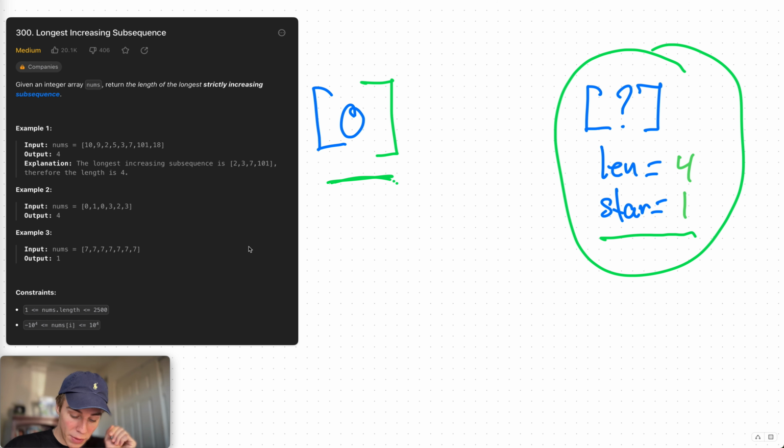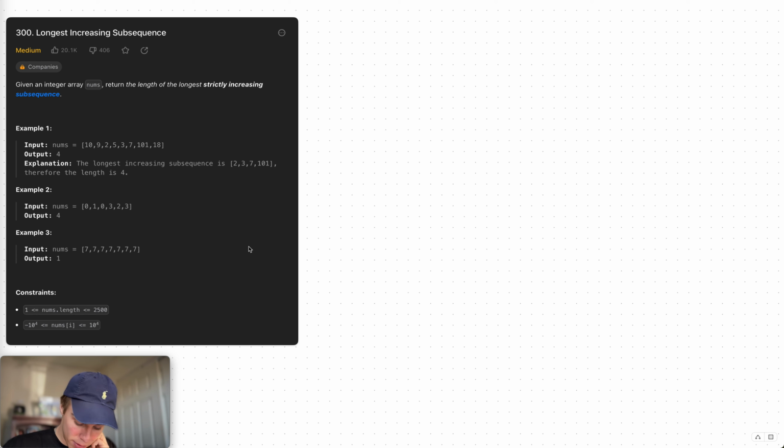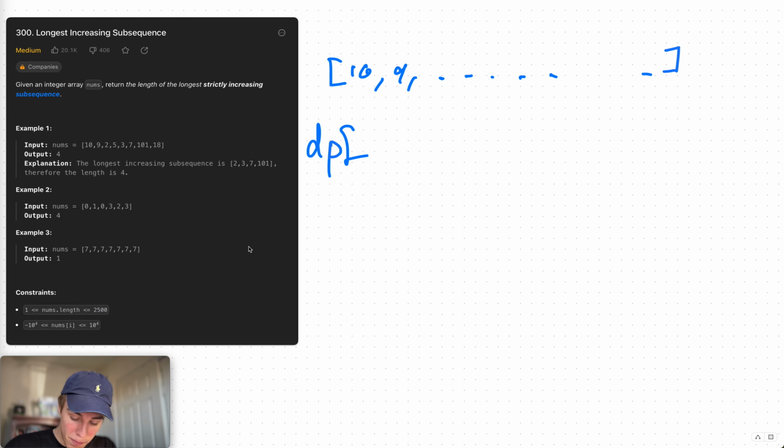What I'm getting at is a dynamic programming solution that looks like this. We have an array that has these numbers, and then we have a DP array that tracks what the longest increasing subsequence is from each of the starting points.